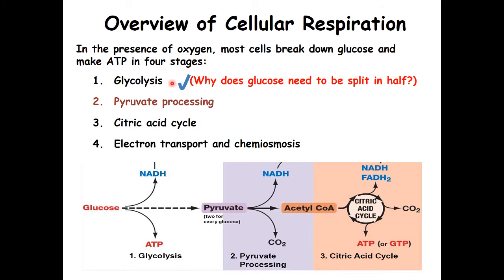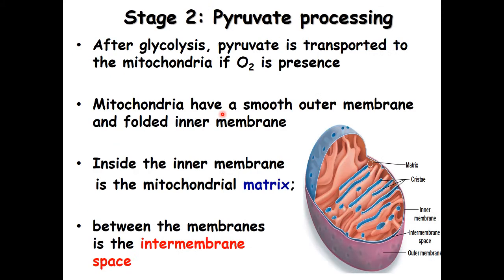And then next step, remember at the end of glycolysis, we get pyruvate, right? Glycolysis just happened here. We get pyruvate. Now pyruvate becomes the substrate for the next step, which is pyruvate processing. Now this step does exactly what it says. It processes pyruvate. The processing is inside the mitochondria. So if oxygen is around, pyruvate will go inside. If it's not around, then we're going to talk about what will happen next Wednesday.